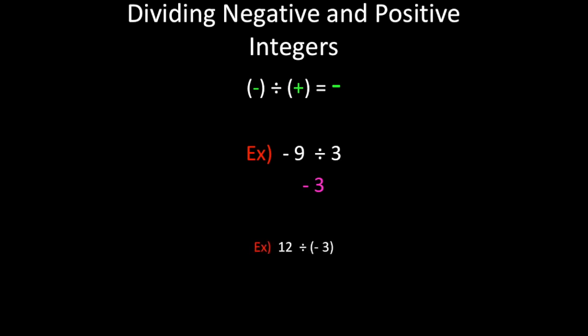Let's look at another example. Now, instead of the first number being negative, the second number is negative. It doesn't make a difference which number is negative. As long as one of them is negative, your answer will be negative. So 12 divided by 3 is 4. And because one of the numbers is negative, your answer is negative.